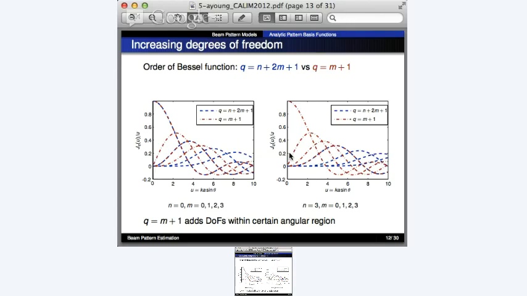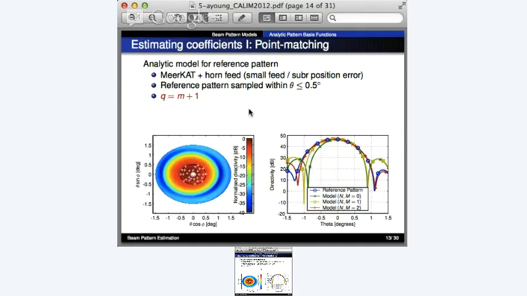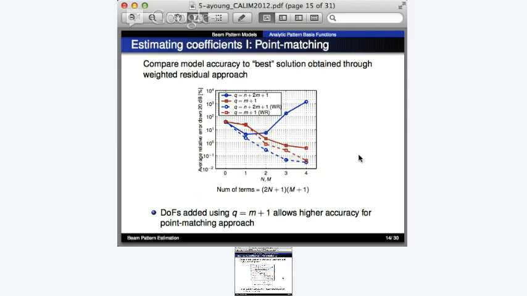So again, modeling the same patterns, but this time with the different basis functions, and actually see that adding more modes, you don't run into that problem where the model diverges with the same number of modes. So comparing the two sets of basis functions more quantitatively, we show here in blue, the blue solid line shows how the model accuracy, and this is the average relative error up to 20 dB down in percentage.